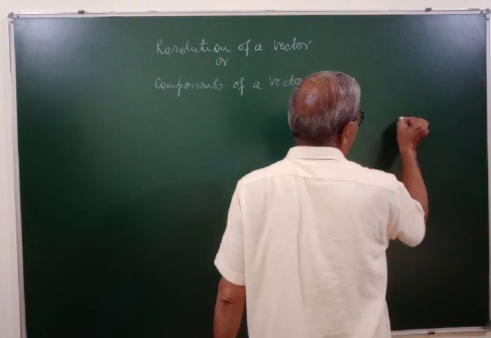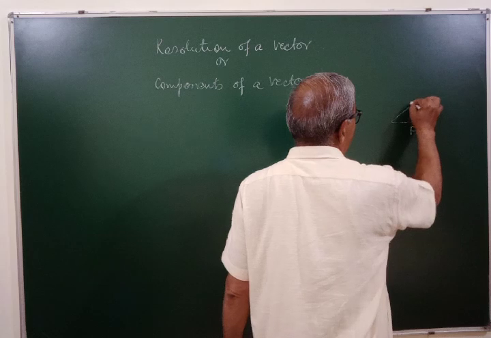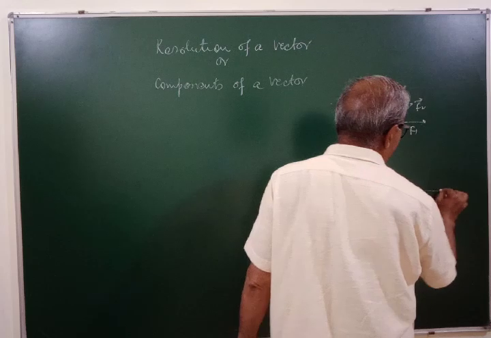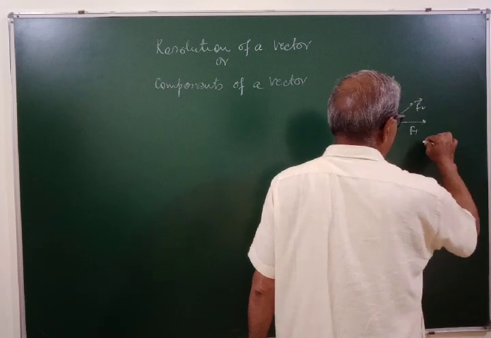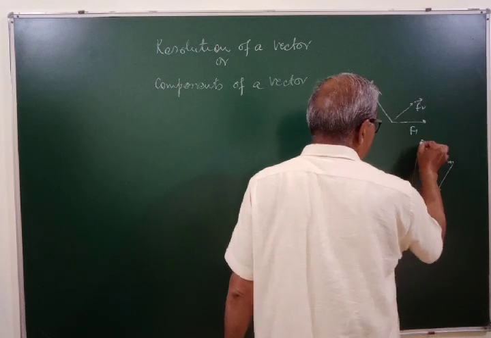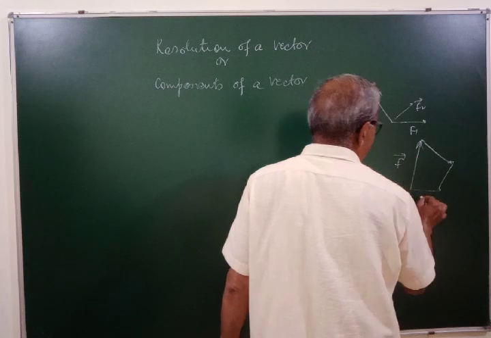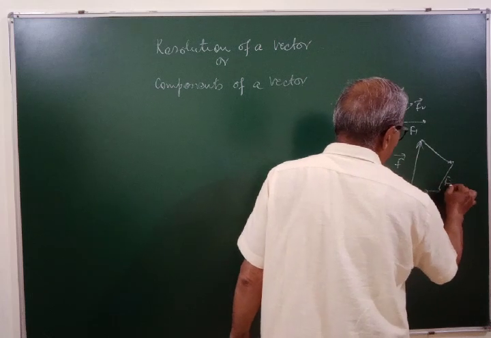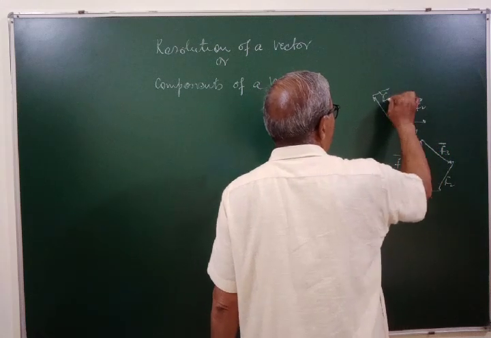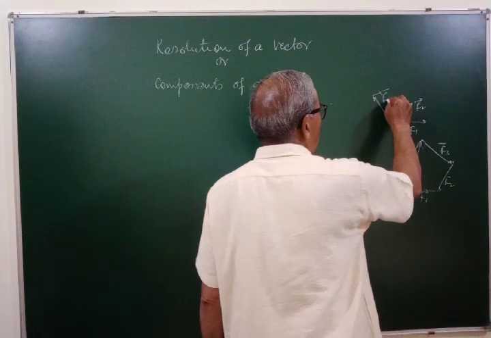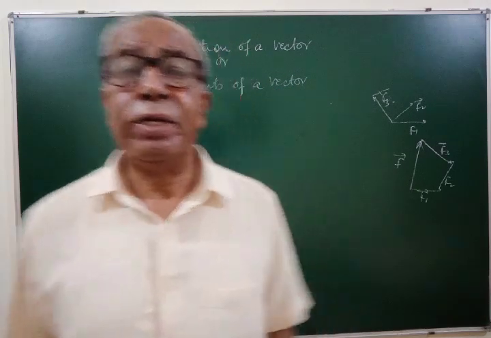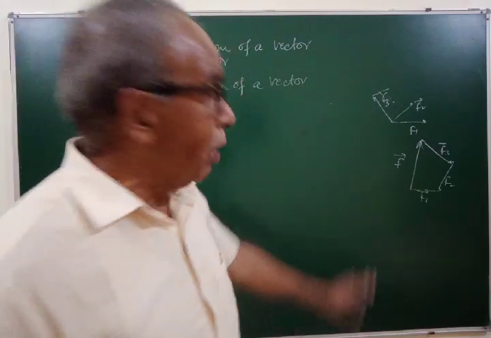You can understand if I add this F1 and F2 and F3, so you get what? F1, F2, F3. So now this resultant F, this whole vector F, equals the sum of F1, F2, F3. So that way a vector can be supposed as the sum of two or more vectors. These vectors which, when added, give the vector are called components of the vector.